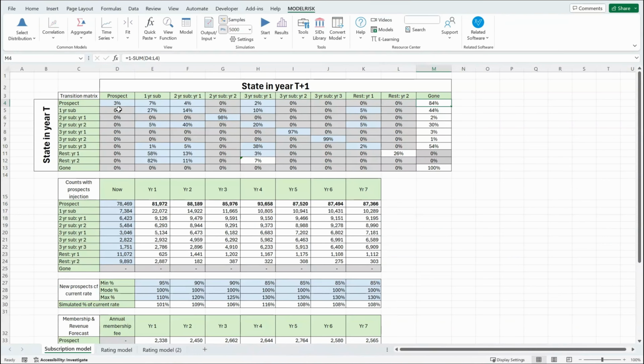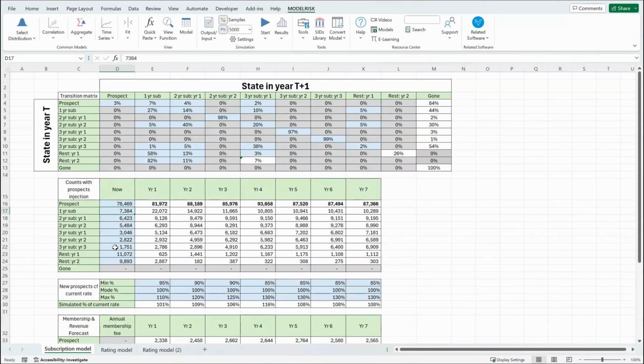And you can go through this model and follow the logic of why some of these are inputs, why some of these are impossible values that must be 0, and why some of them are calculated. Then we enter into the model how many we have in each of these states. So we have 78,000 who are prospects who've investigated whether they'd like to join the gym. We have 7,300 who currently have a 1 year subscription, etc.